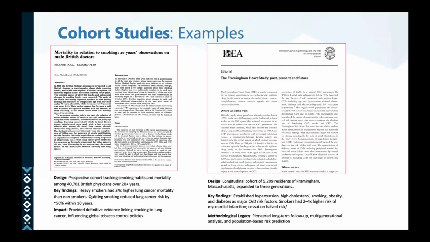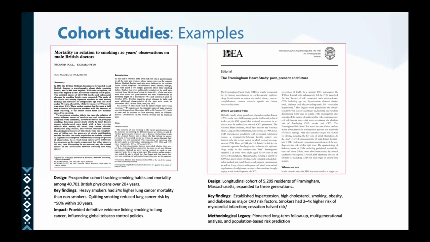And this is also a very landmark study, which has been going on for 50 years, the Framingham Heart Study, which I mentioned earlier. It started off with 5,000 residents in Framingham in Massachusetts, in the US. And this is the study that clearly established that hypertension, high cholesterol, smoking, obesity, and diabetes are major cardiovascular risk factors. That study had shown that smokers had 2 to 4 times higher risk of myocardial infarction, and that by stopping smoking, you halve that risk. And so it really is one of those studies that improved even the design of cohort studies in general.